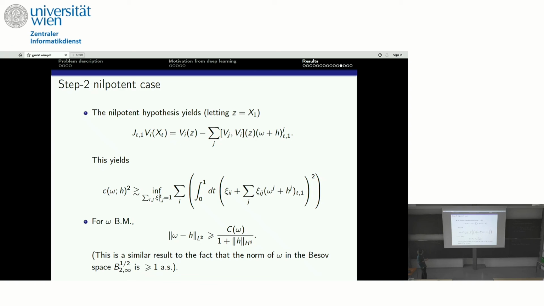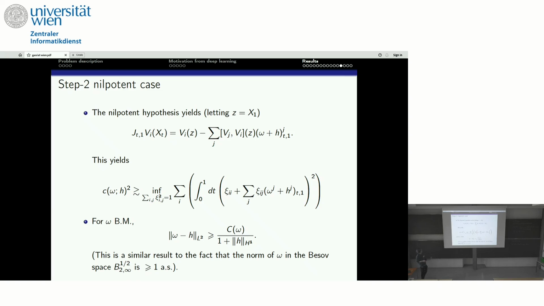Basically, by doing the usual computations, you are reduced to looking at this kind of quantity. Omega is your Brownian motion, and h is in this space H1, and you want a lower bound on this. For instance, ignore this one, and assume you just have only one. Basically, you're looking at the L2 norm of omega. I mean, you can change the sign of h, it doesn't change anything, you're looking at the L2 norm of omega minus h.